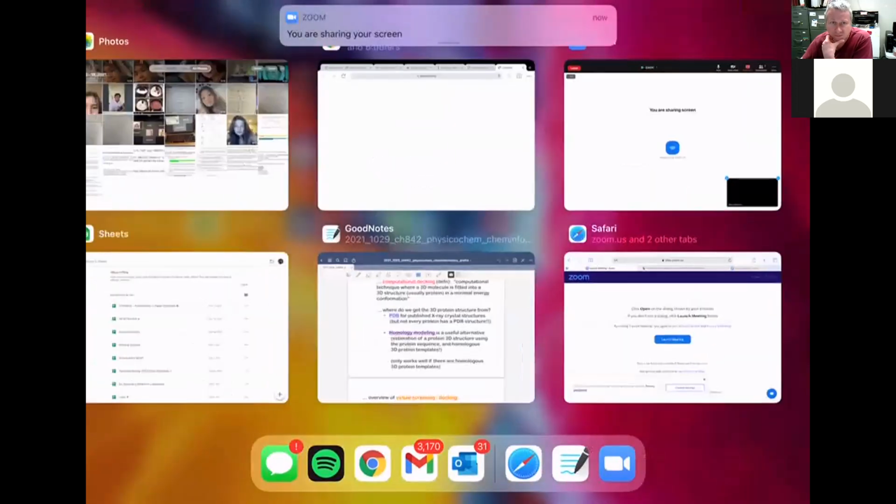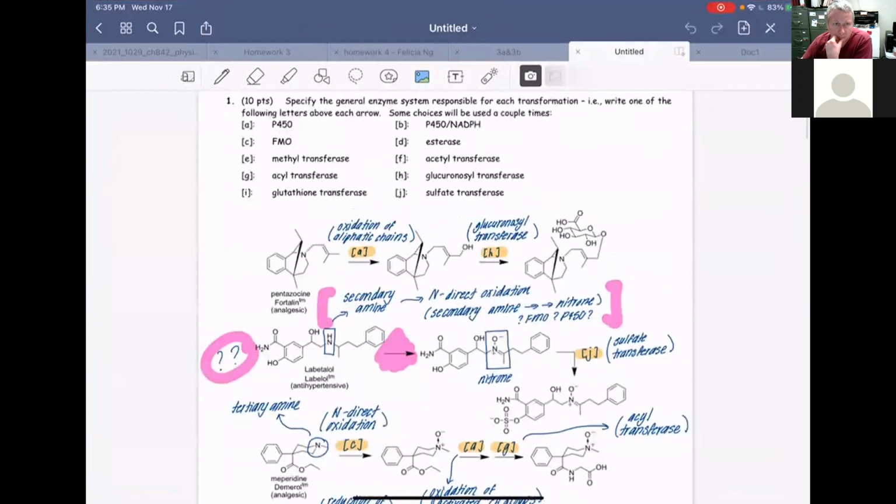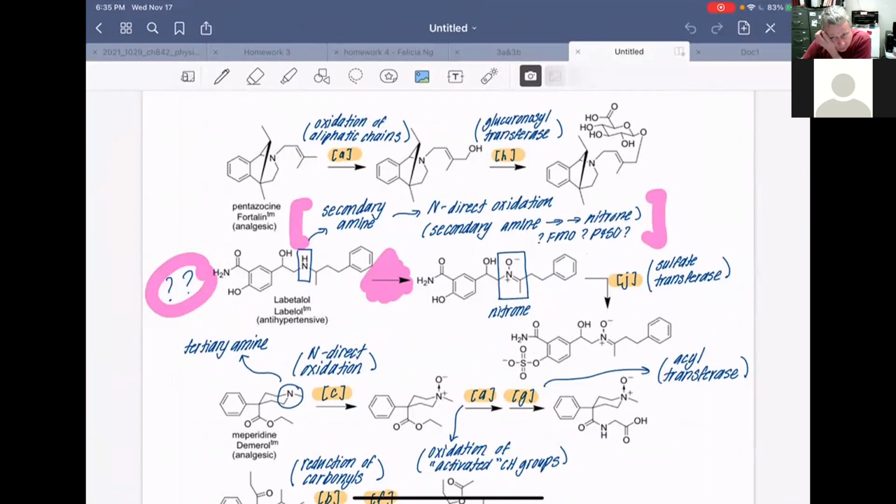Yep. Okay, so this is the question I have regarding my homework. For part one, when I was trying to figure out this second part, I don't know whether it should be FMO or P450, or a nitrone, because you know how a secondary amine turns into a nitrone, so it requires FMO and P450. Okay. Yeah, that's interesting. It's probably both, actually. I'd probably just write both. I mean, because it's doing an N oxidation and also a C oxidation. So yeah, it's probably a combination of both of those.